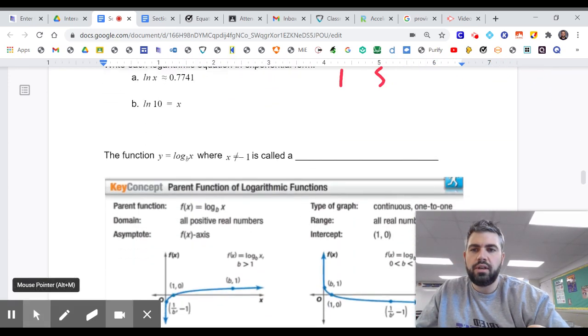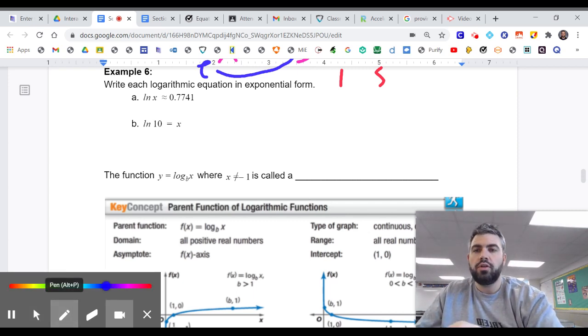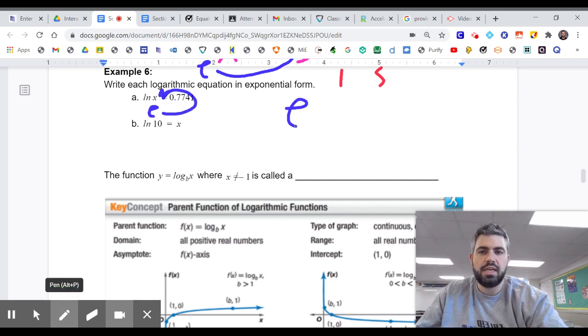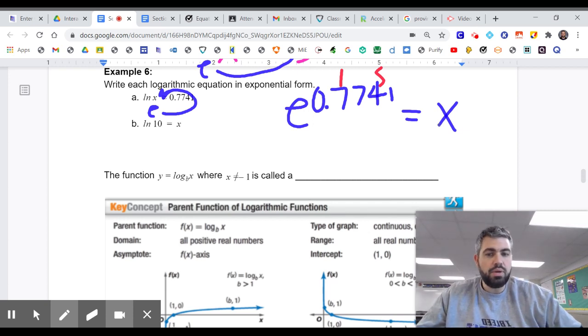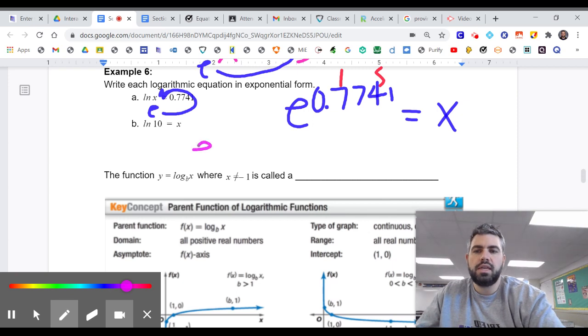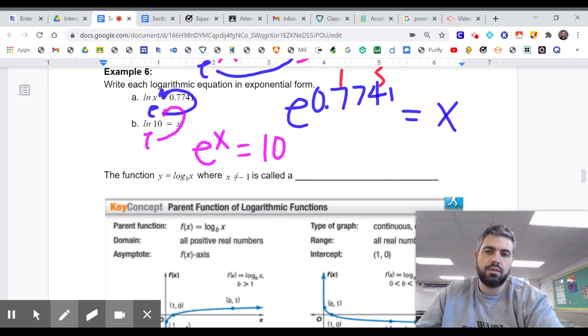All right, let's take a look at another one. It says write each in exponential form. So now we're going the opposite way. It says ln of x is approximately 0.7741. We think of it as e to the something equals, using the loop rule. So it'll be e to the 0.7741 equals x. That's letter A. Letter B is going to be e to the x equals 10. Now, how can I figure that out? Again, base e to the x equals 10. And that's what we're going to look at in this video.